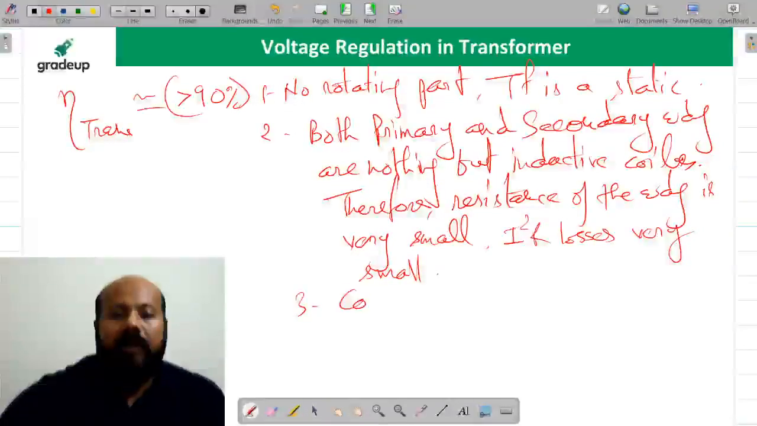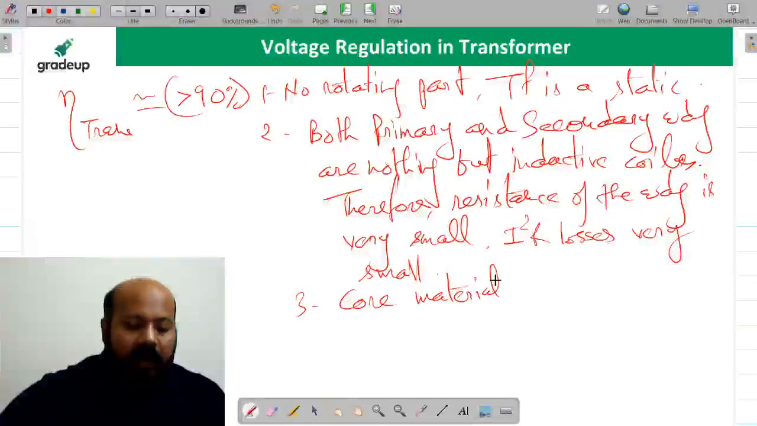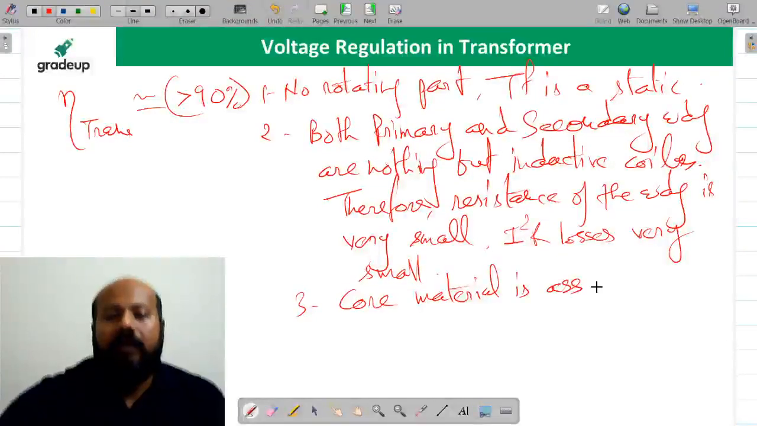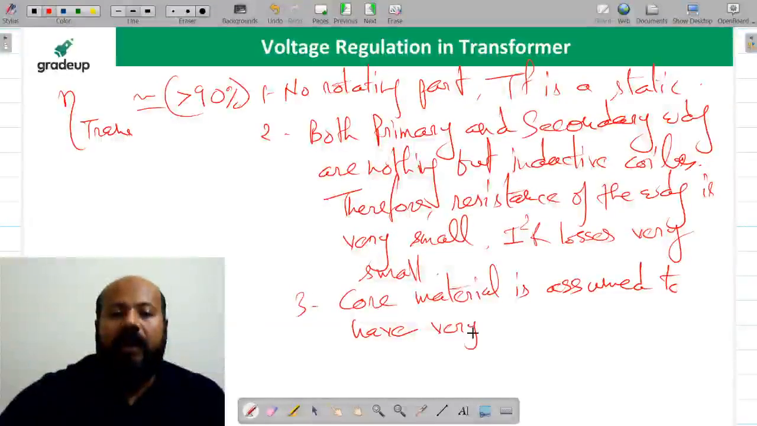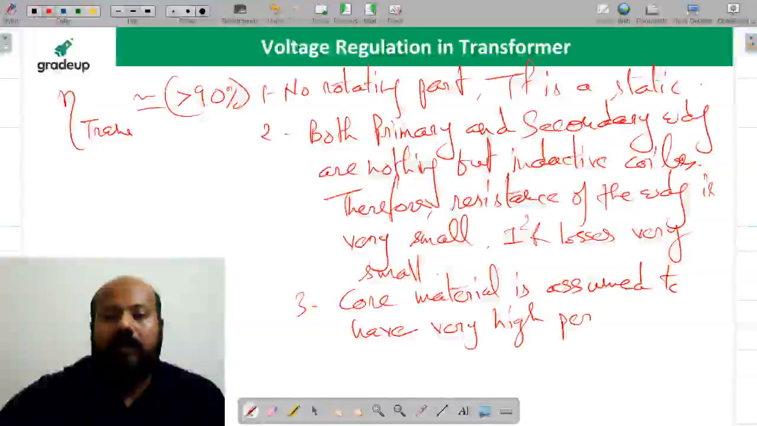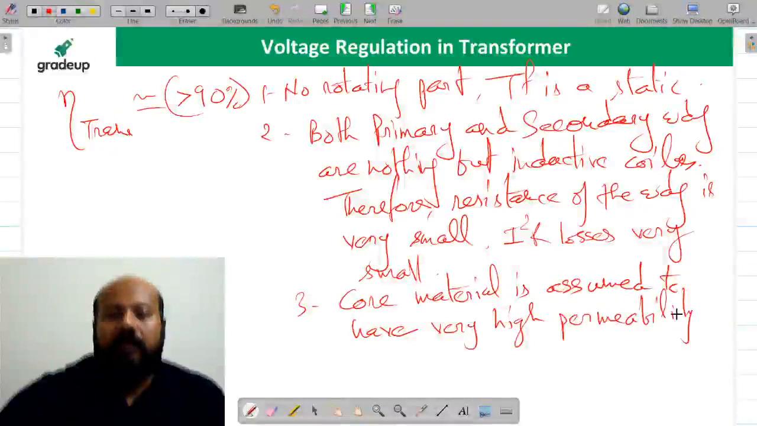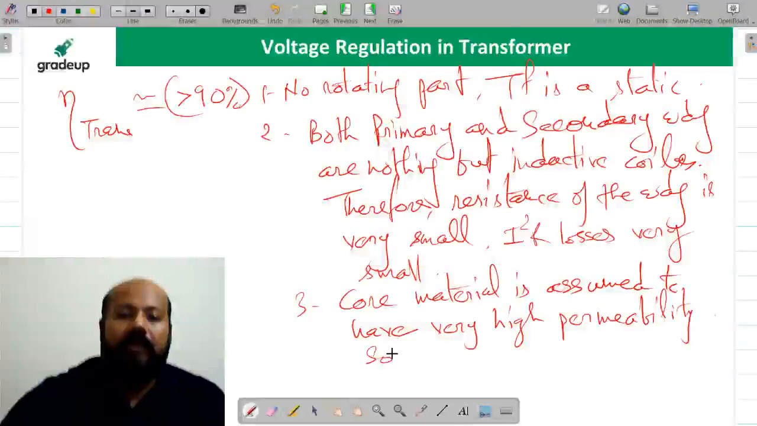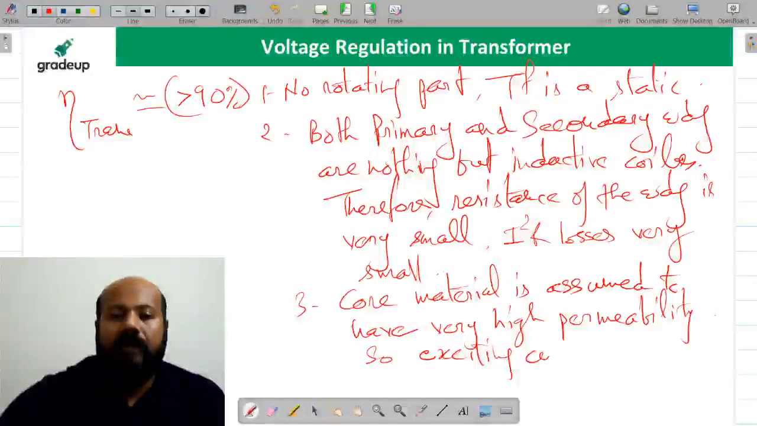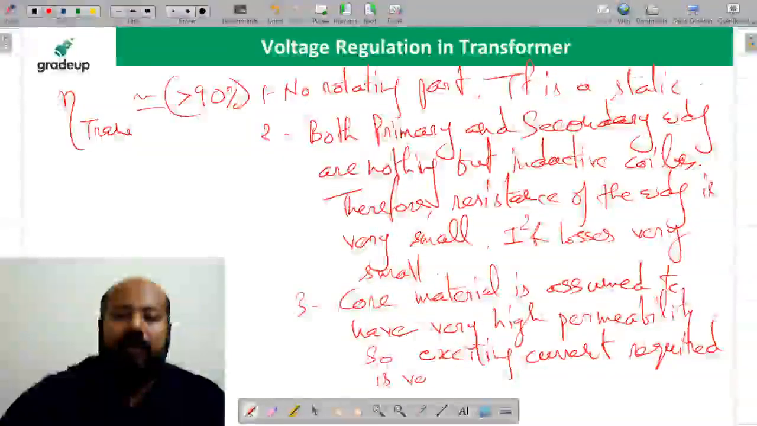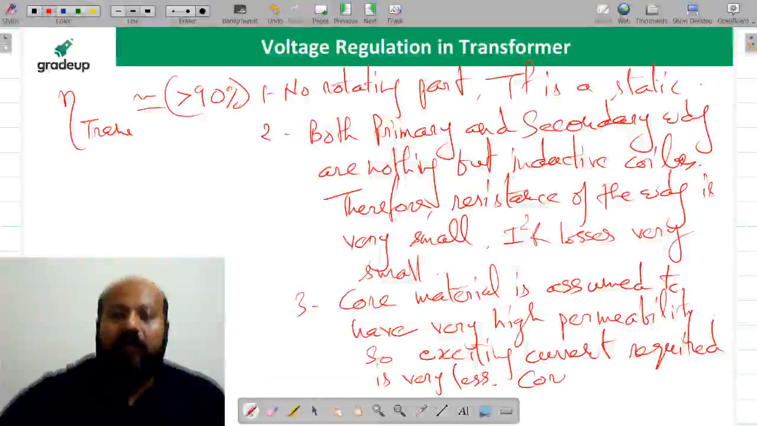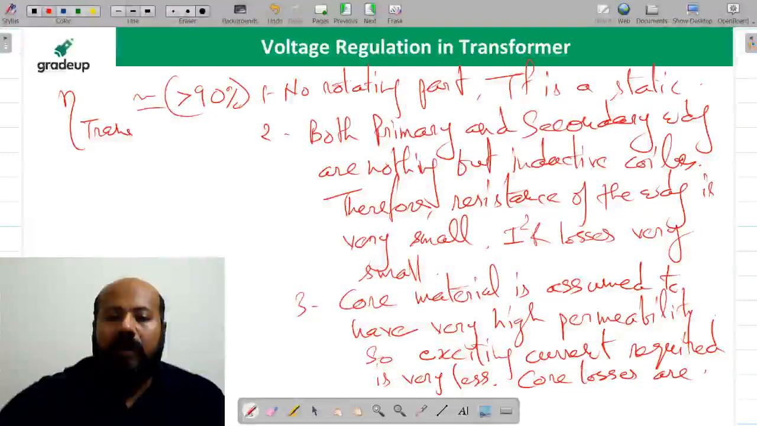Third thing, core material is assumed to have very high permeability. So exciting current required is very less, and therefore core losses are also very less.